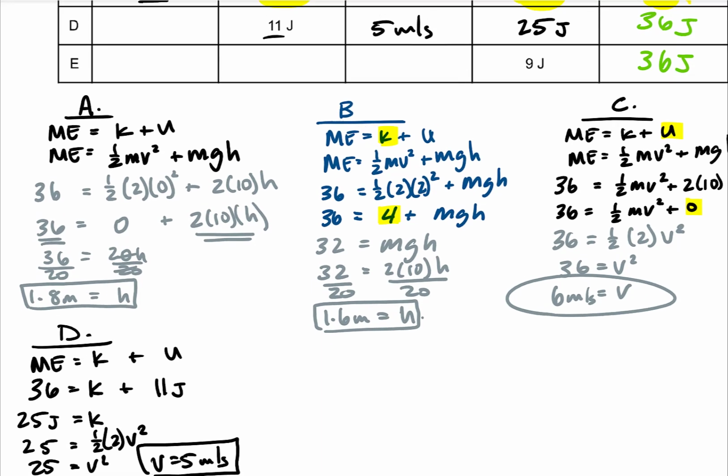Now I don't have my height yet, but I do know that potential energy is 11 joules. So I can say that potential energy, mgh, is equal to 11 joules. So 2 times 10 times h is equal to 11. So divide both sides by 20 to get rid of the 2 times 10. And I get that h is equal to 0.55 meters.